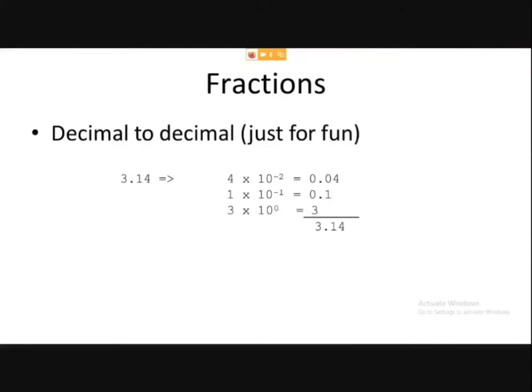So the fractional part is something which we have not covered yet. Let's suppose this 3.14, if we are dealing with it in decimal only, just for fun. In this 3.14, 3 is at the ones position, so 3 into 10 raised to the power 0, and this 1 is at the 10 raised to the power minus 1 position, and 4 is at the 10 raised to the power minus 2 position. So 4 into 10 raised to the power minus 2, 1 into 10 raised to the power minus 1, 3 into 10 raised to the power 0, and then simply adding these we get 3.14.